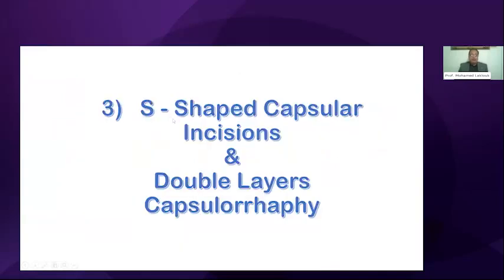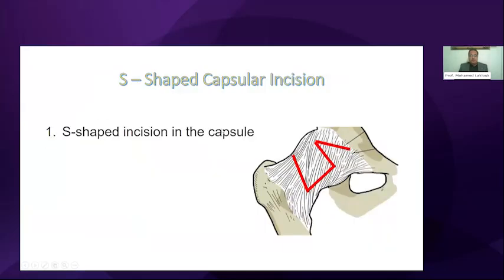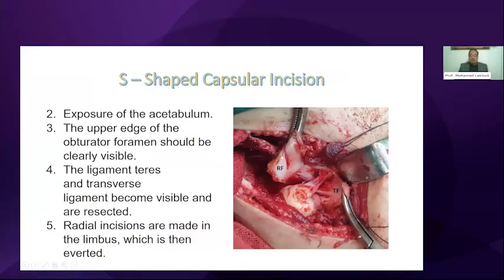And finally, my own technique is the S-shaped capsular incision and double layer capsulorrhaphy. Simply, this is the shape of this new technique of the capsulotomy. It's like a letter S. This is an S-shaped incision. After opening the S-shaped incision, there is a rectangular flap and a triangular flap.